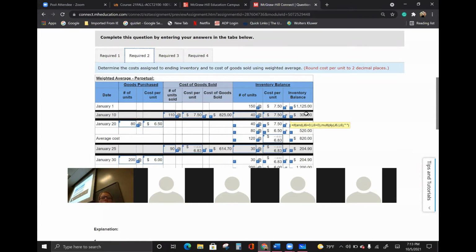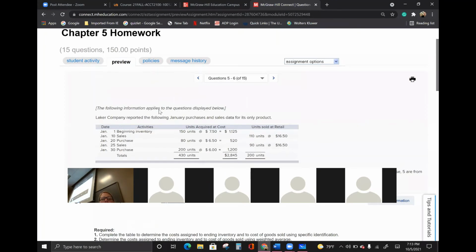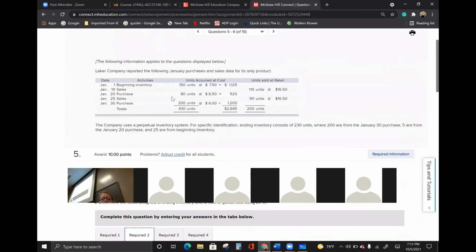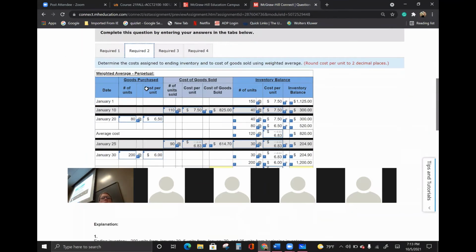Okay. January 20th, I make a purchase. I purchase up here on my table. I purchase 80 units at $6.50. So I'll put that on my purchase section. So here's my 80 at $6.50. Now I can calculate out what do I have available in order to calculate my average cost at that point. So I have a new average now, right? It's not going to be 750 anymore because I just bought 80 at 650.